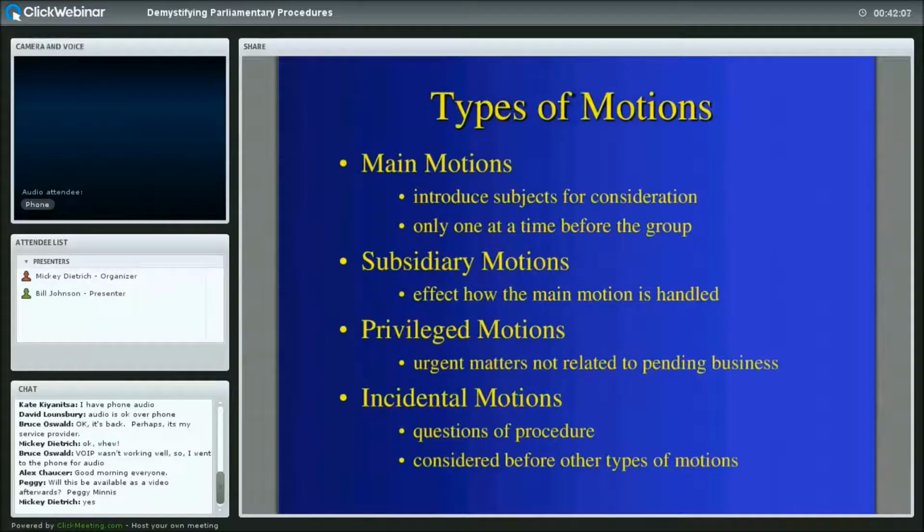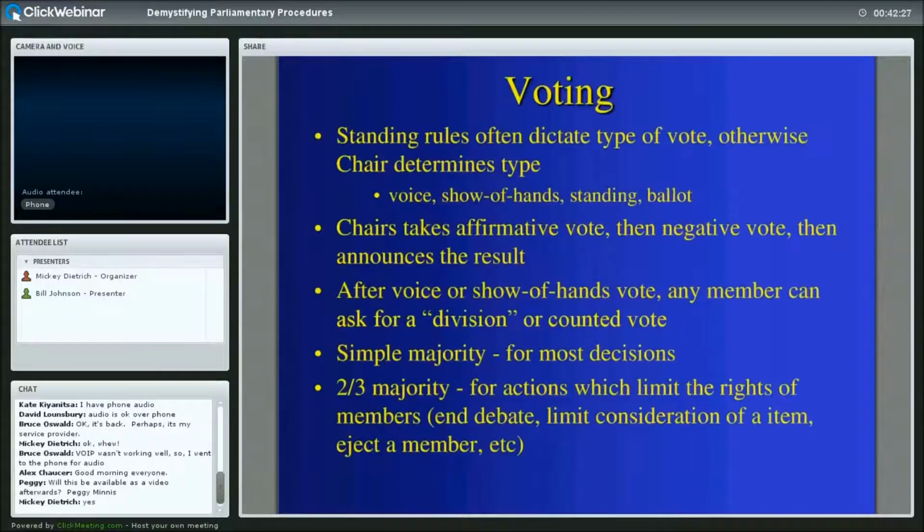Not going to get into this, but there are different categories of motions. This is something a parliamentarian would want to know more about. These have orders of precedence, so you can have a privileged motion that overrides discussion on a main motion and so forth. But I'm not going to get into this. This is more than we need to talk about today.